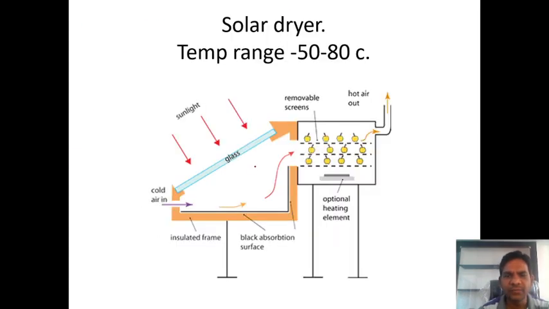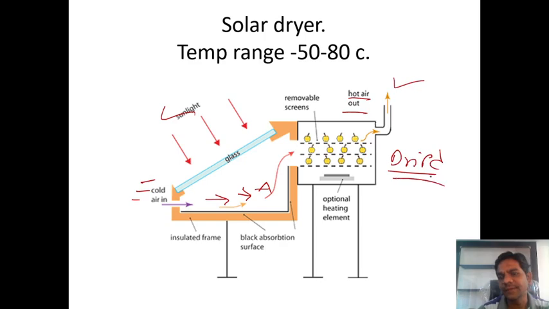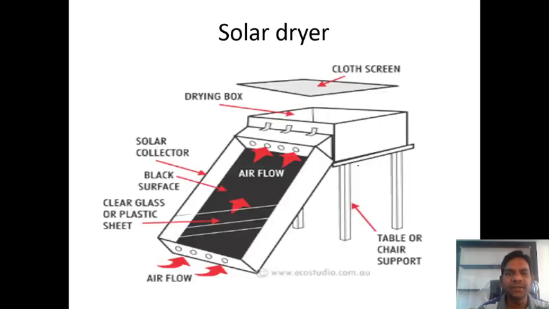There are so many diagrams available. You see here, yes or no? Yes. This is the hot air out. This is the cold air. This is the sunlight, the glass. The air that enters is circulated here, and this food removes the moisture from the food in the form of hot air, and the food becomes dried, guys. So this is the explanation.